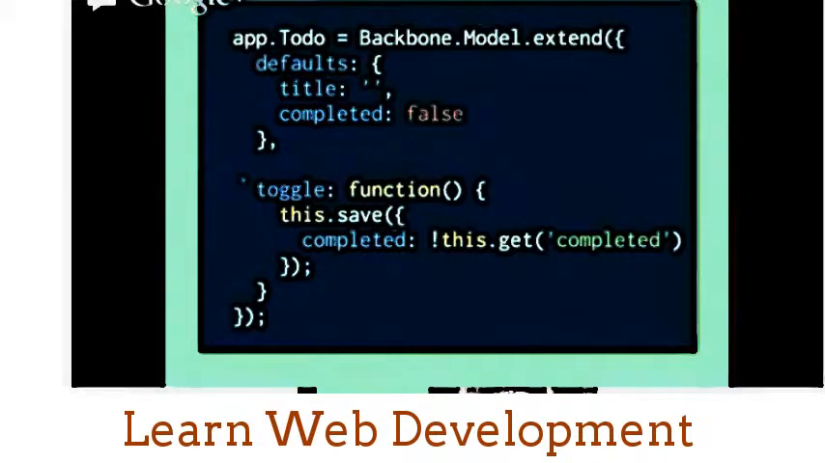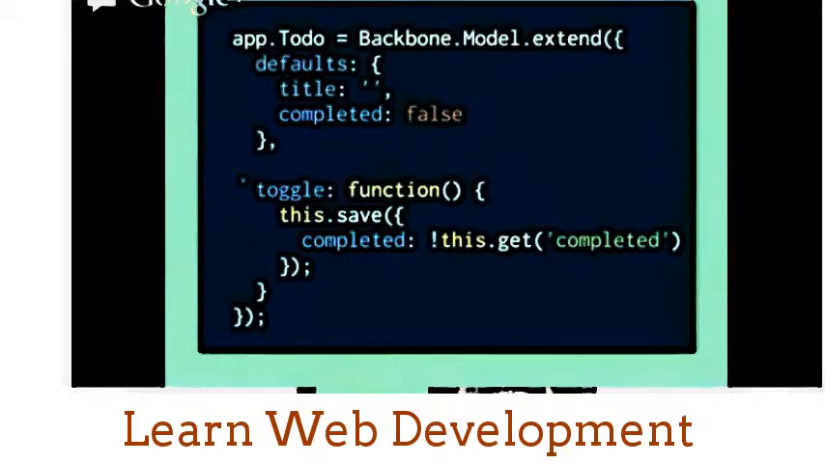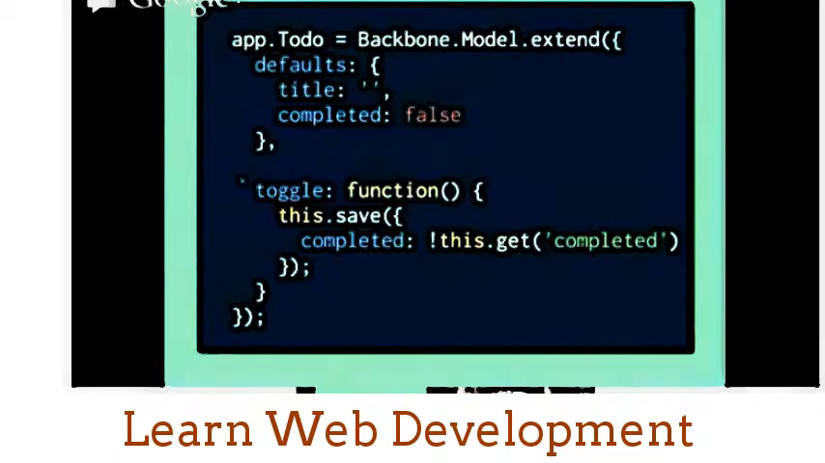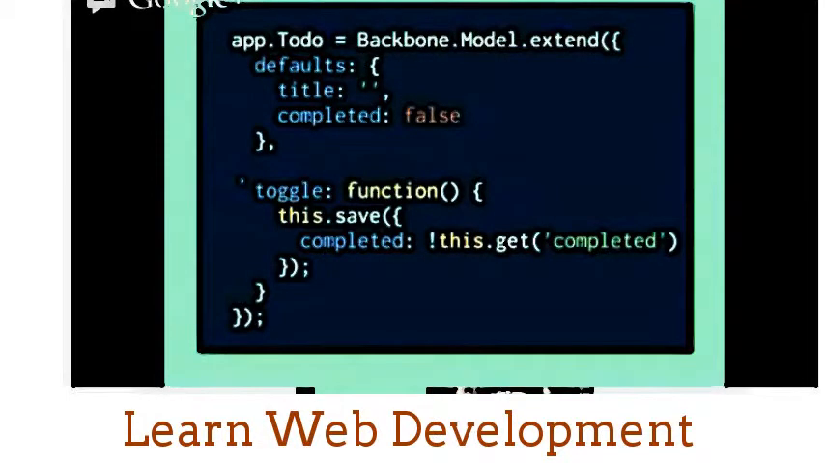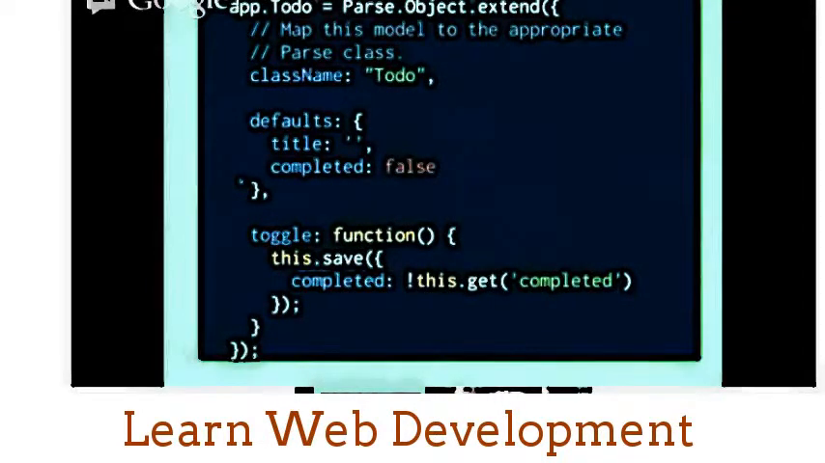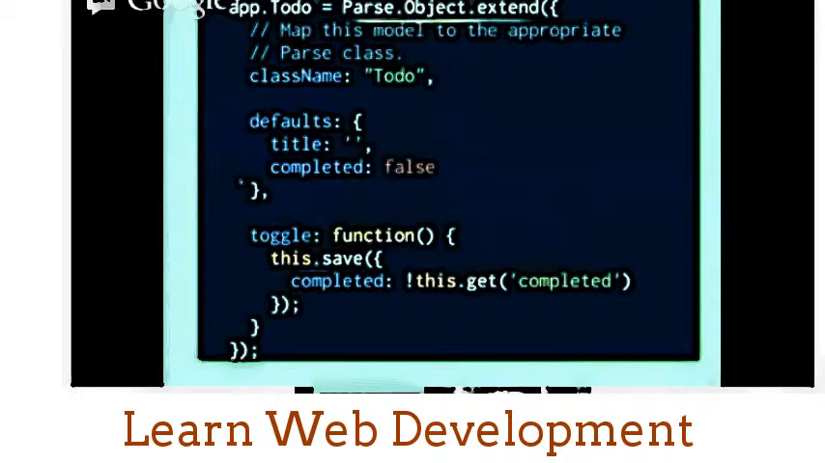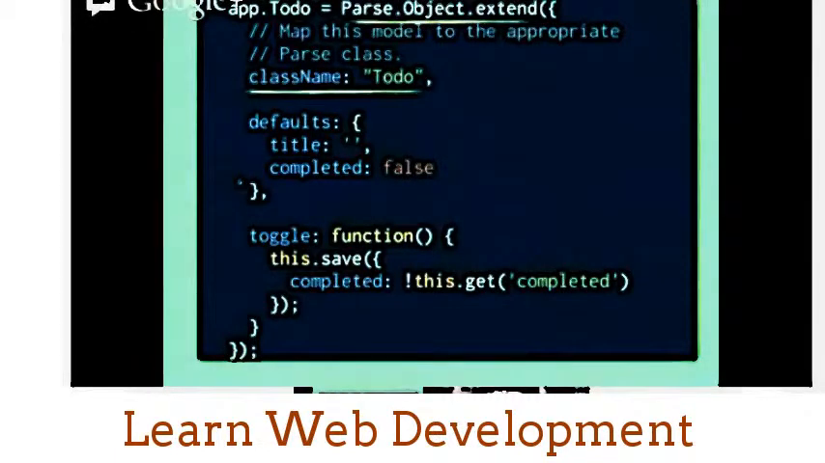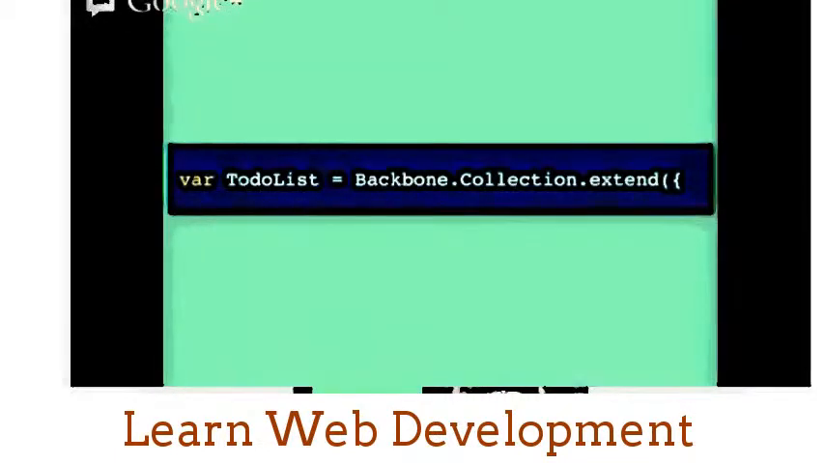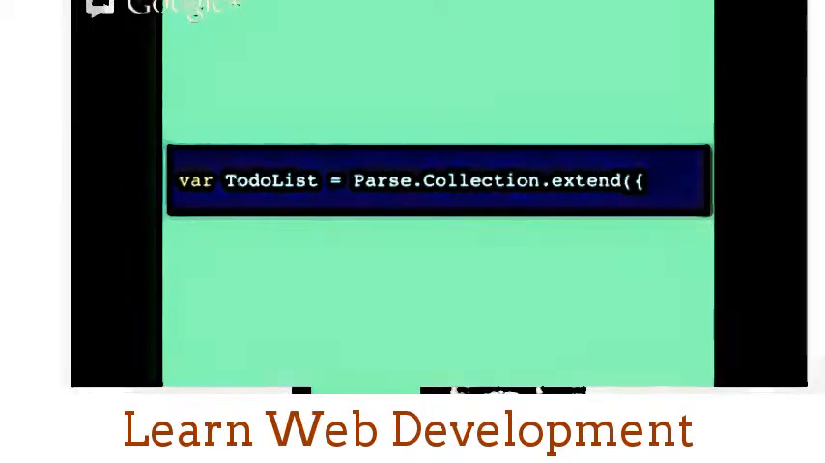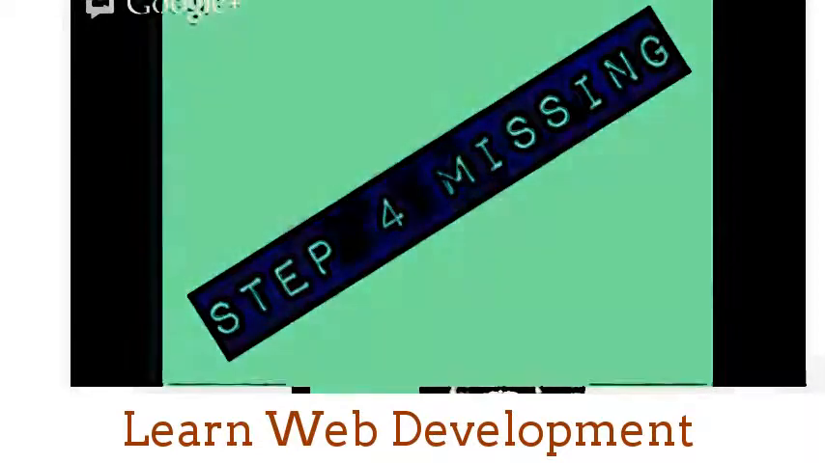And here we have our original model from the To-Do app. It has some default values, as we can see. We've got this toggle function that just saves the model and toggles that completed Boolean. Simple. So to change this over to a Parse object, we'll change Backbone.Model to Parse.Object. Simple. Then we'll also add the className Todo, so it knows where we're going to map that on the Parse backend. So step 3, let's take this to-do list Backbone collection, and we'll change that to Parse.Collection. All right, that was it. And then step 4. Okay, we are done.